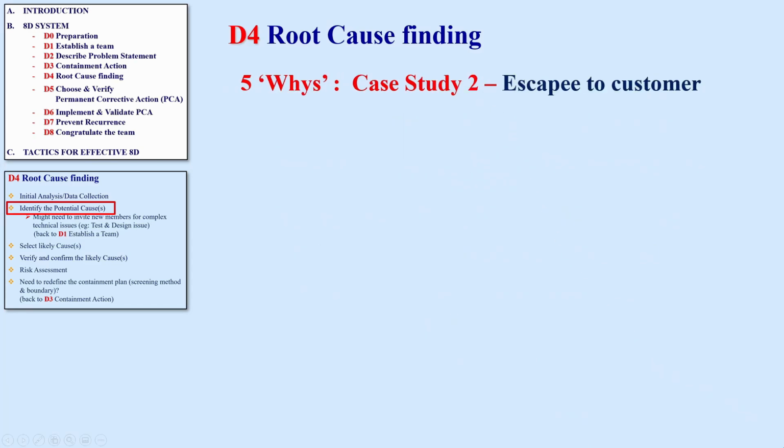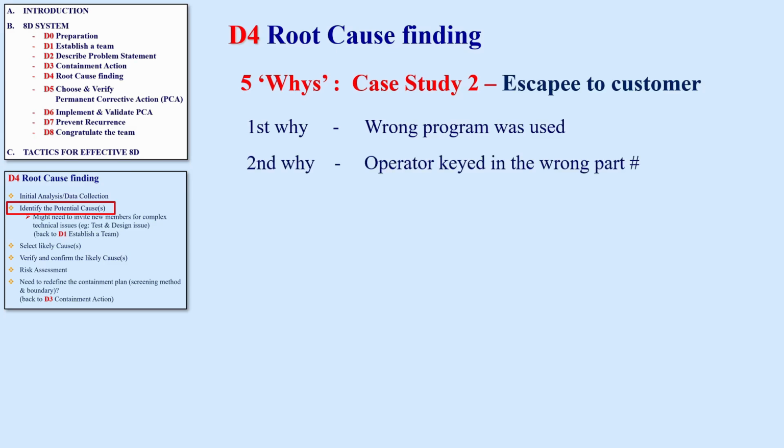Let's have a second example. Electrical failures escape to customer. First Y, escapee: wrong program was used. Why was the wrong program used? Operator keyed in the wrong part number while pulling out the program. Why need to key in the part number? Shouldn't the test program be auto-loaded based on scanned barcode?